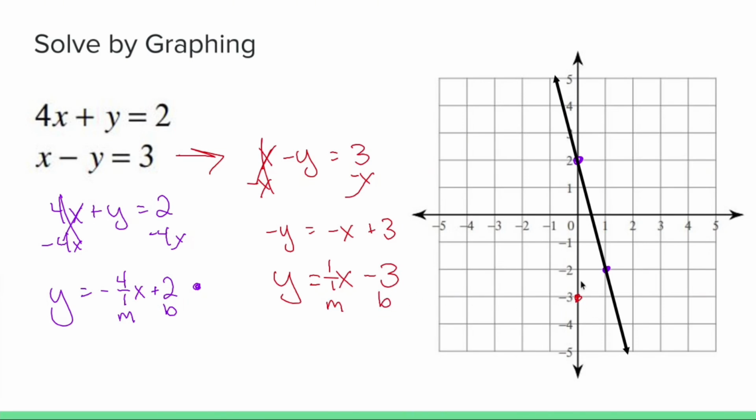Start at negative 3. Up 1, right 1. Up 1, right 1, and keep going. Down 1, left 1. Abracadabra. Let's put our line right here. So now we can see where those guys intersect, and they're going to intersect at that dot, or for those of you who are colorblind, gray. And it's right 1, down 2, so my final answer is going to be 1, negative 2.